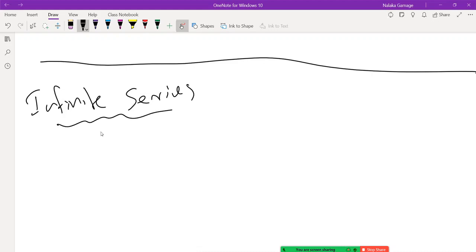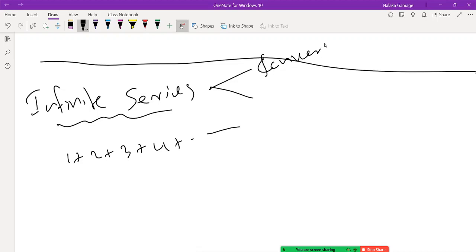Infinite series means a sequence written as a summation, for example 1 plus 2 plus 3 plus 4 plus, and that is an infinite series. Again we have two concepts. An infinite series can be finite or convergent, or it can be divergent.